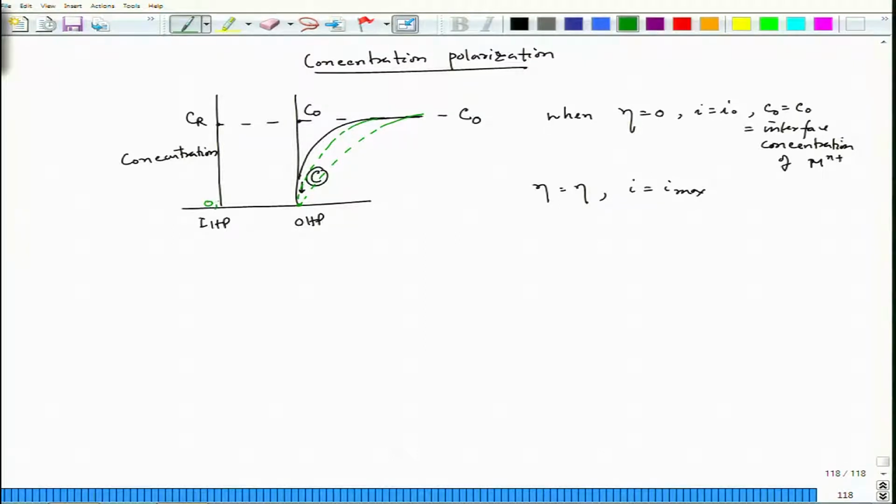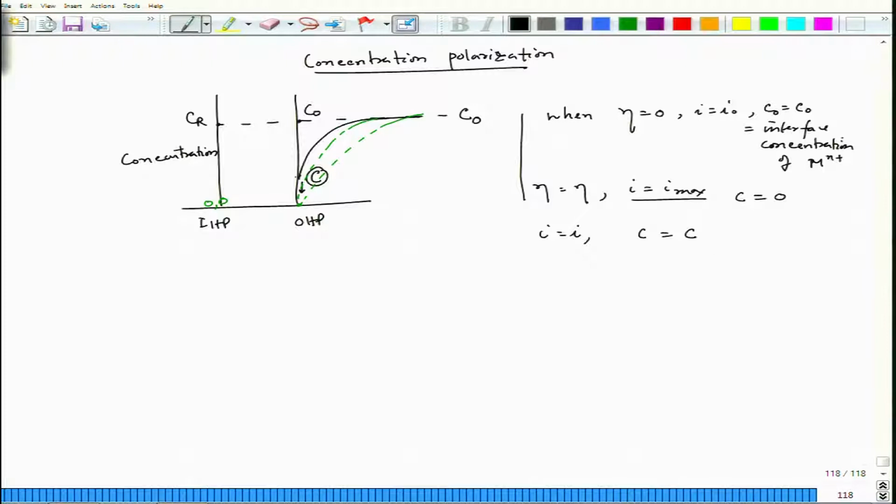This is 0 axis, let us say. So, it will reach to 0 value. So, that means when I equal to I max, I should get concentration should be 0 at the interface. Okay. So, these two are boundary conditions. Now, I know that when I equal to I, then concentration would be C at the interface, and that time I would get some overvoltage.